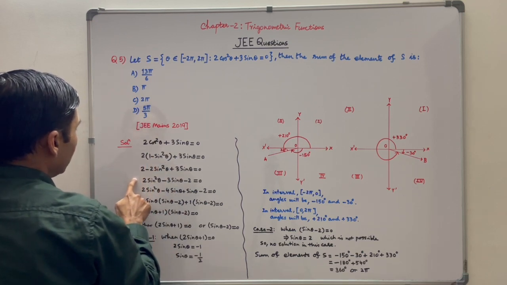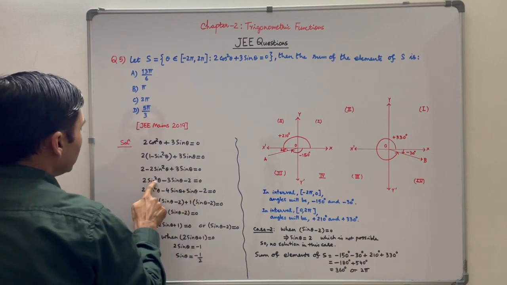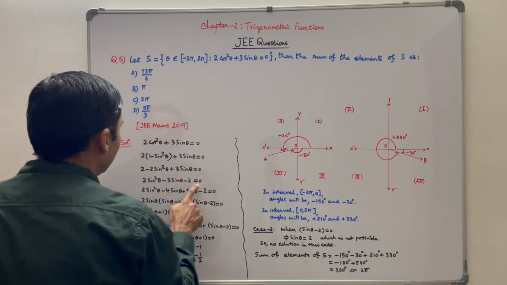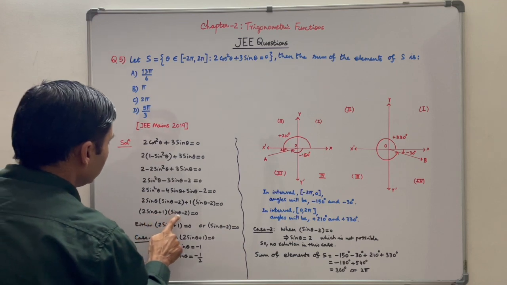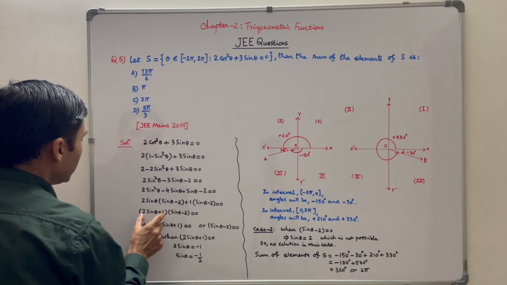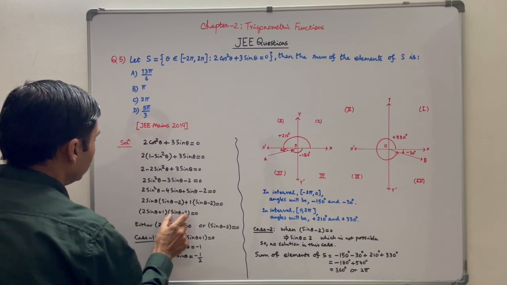So this becomes a quadratic equation in sin theta, and the equation is 2 sin square theta minus 3 sin theta minus 2 is equal to 0, which can be factorized as (2 sin theta plus 1) into (sin theta minus 2) is equal to 0. That means either 2 sin theta plus 1 is equal to 0 or sin theta minus 2 is equal to 0. So we will consider two cases.